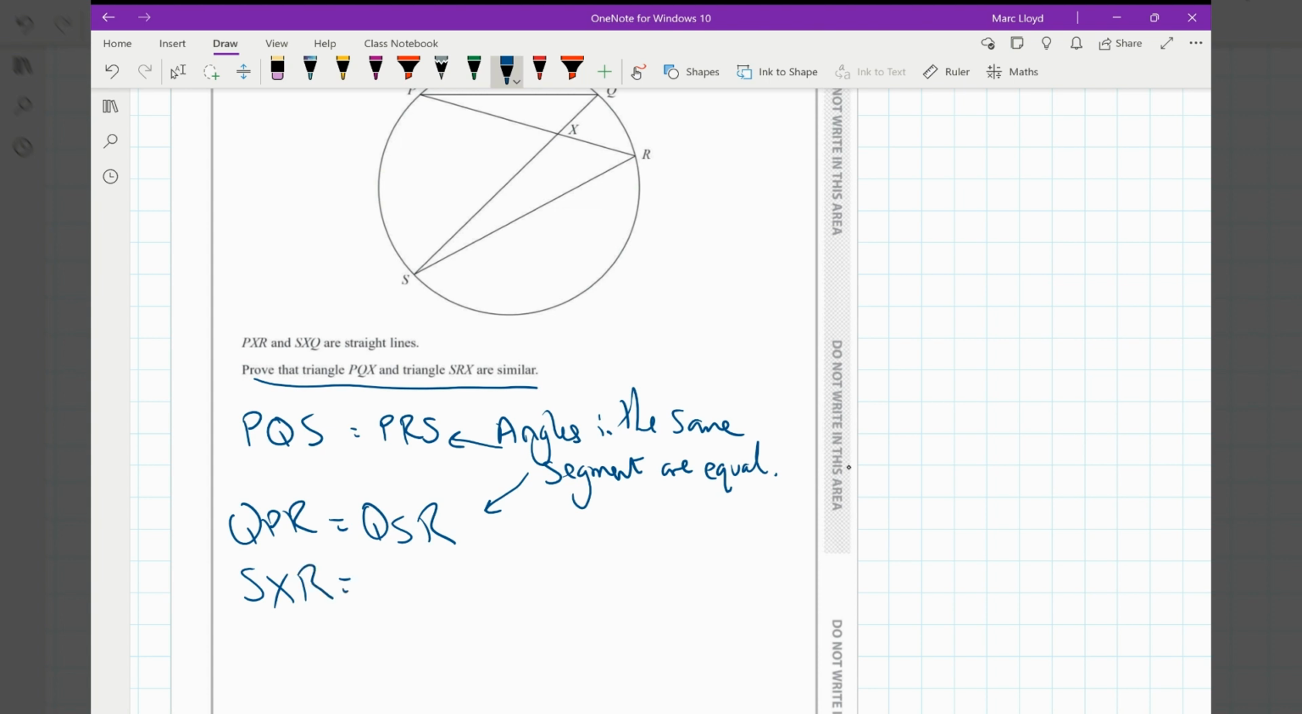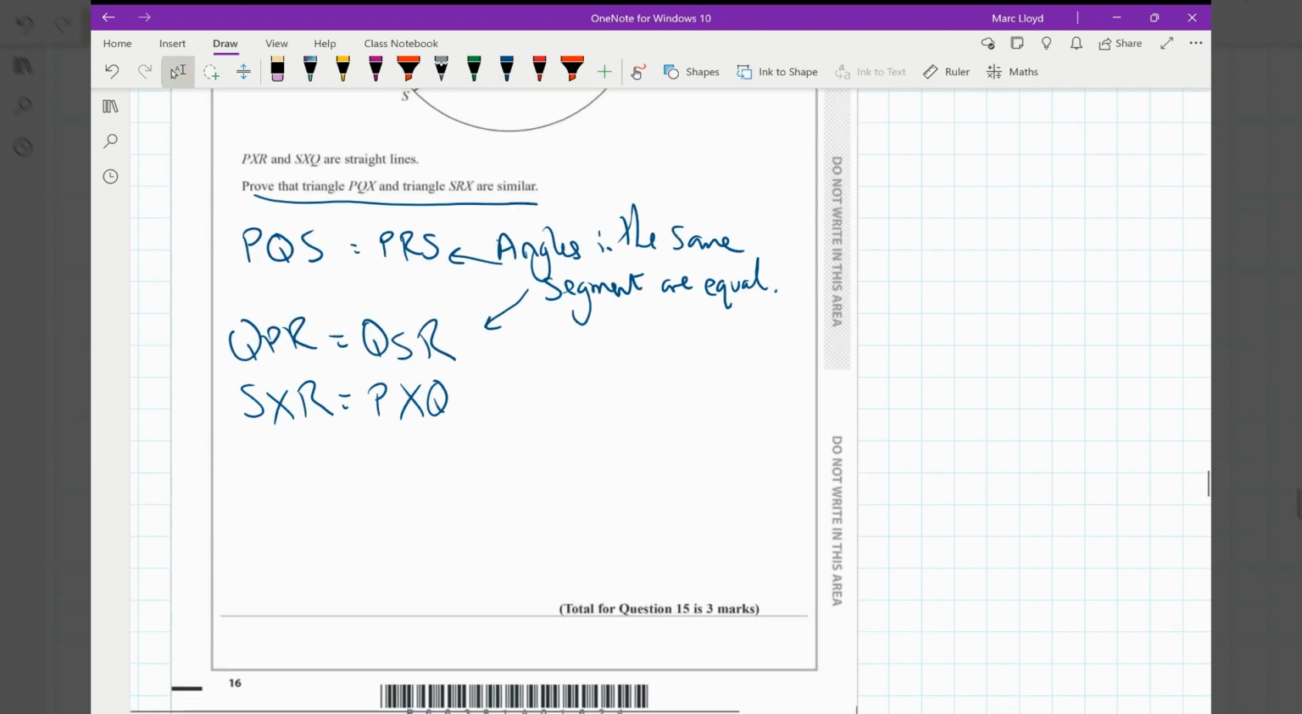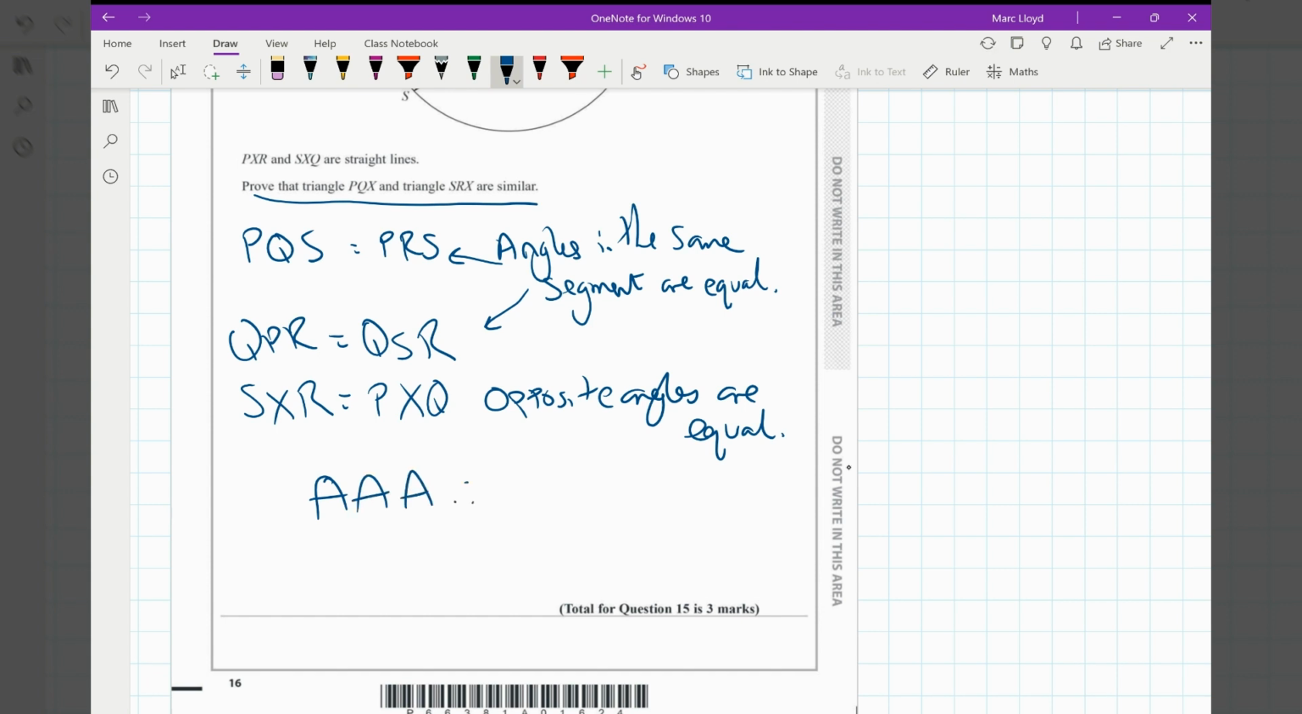SXR is equal to PXQ, these two angles in here, and that's because opposite angles are equal. Simple as that. Opposite angles are equal. Right, finally, because we've got 3 angles that are the same, these two are therefore similar. Job done.